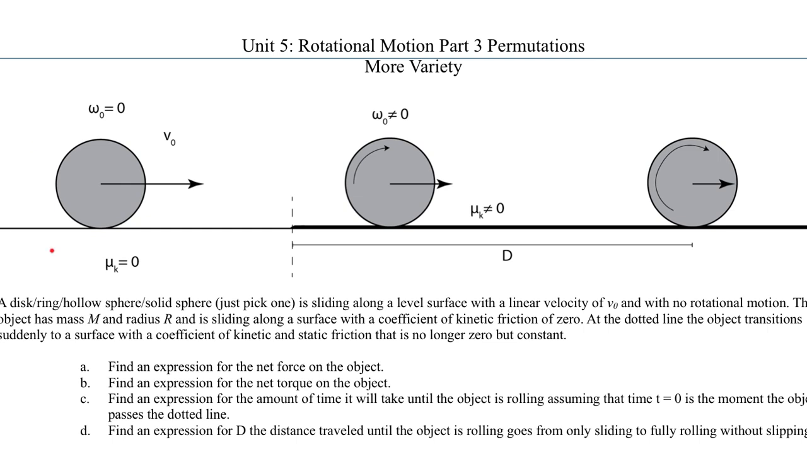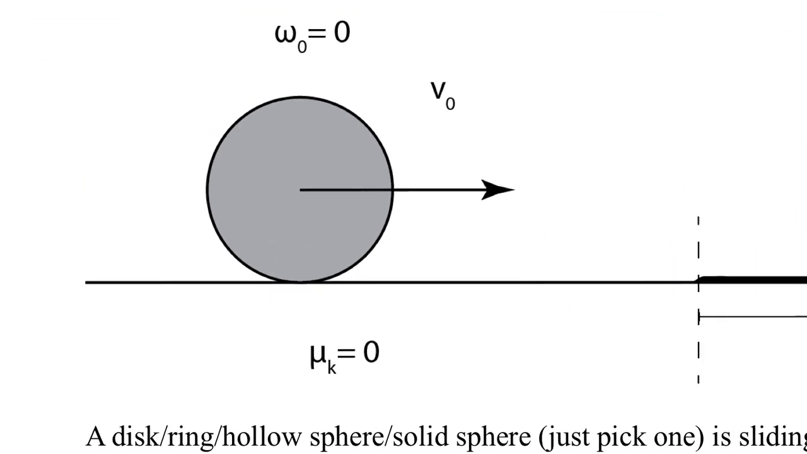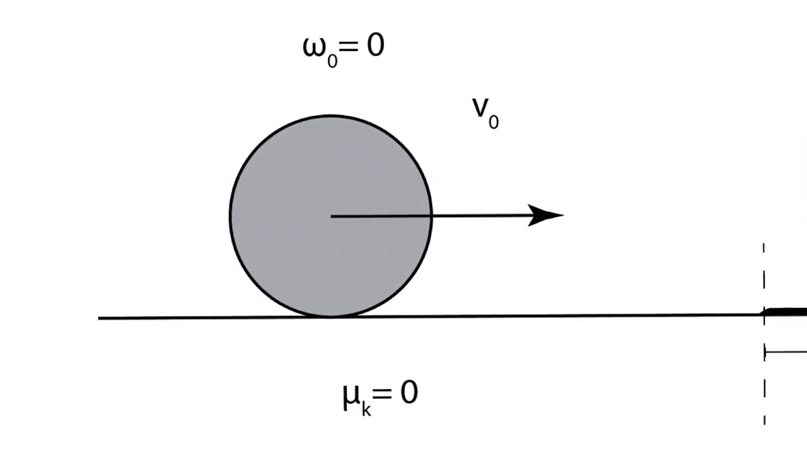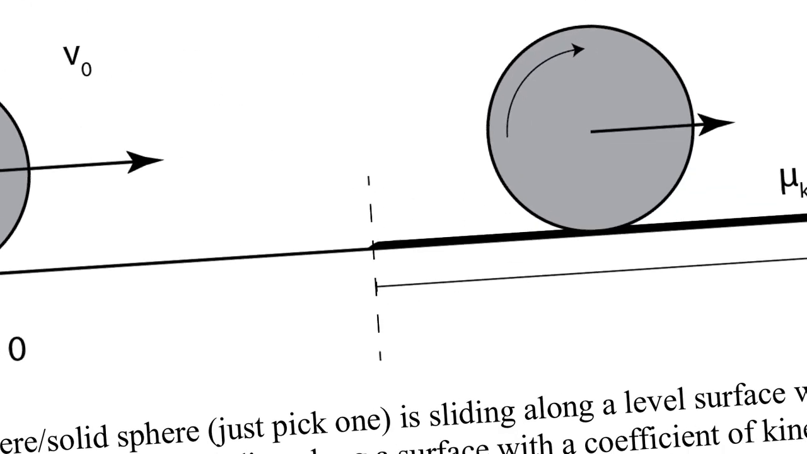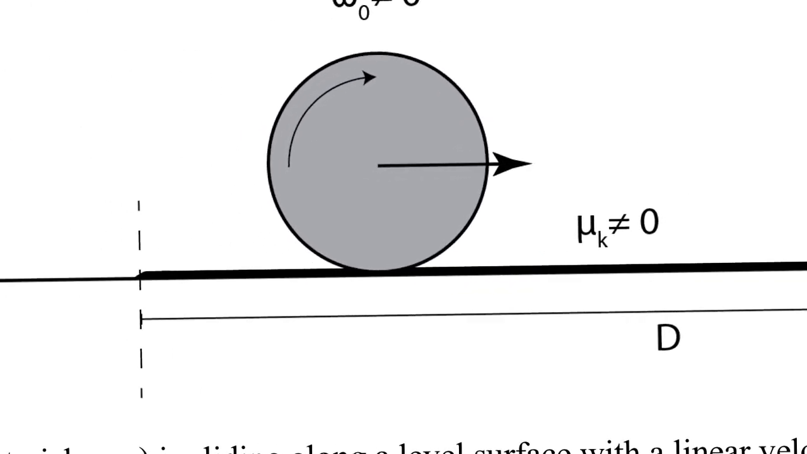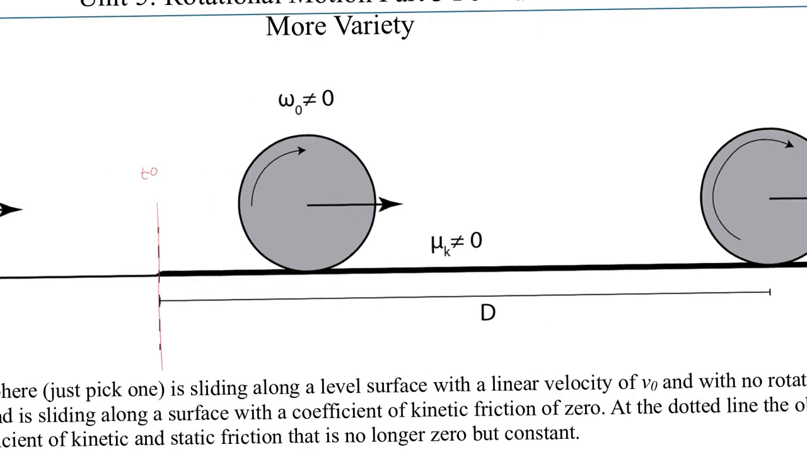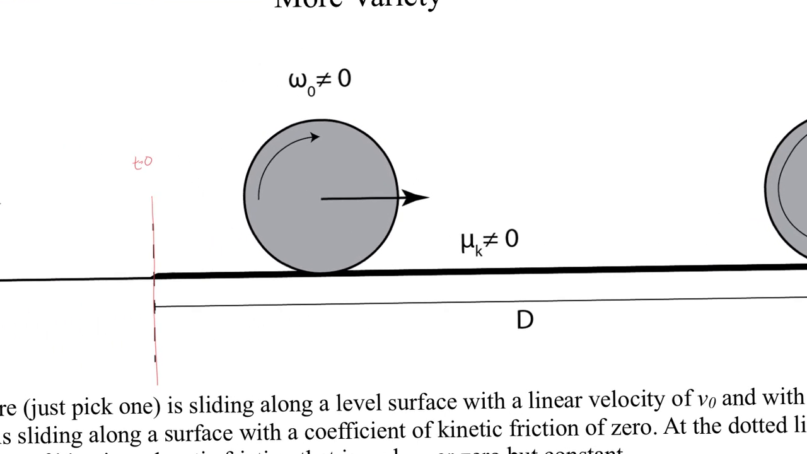So if we look right here, the coefficient of friction is 0. It has an initial velocity, but is not rotating at all. It's experiencing forces. There's probably weight and normal force acting on it, but there's no friction, so there's no reason to change its motion at all. All cool? The moment we hit this line, that's t equals 0. And the moment we hit that line, the situation changes.